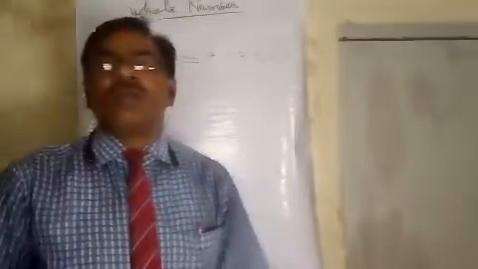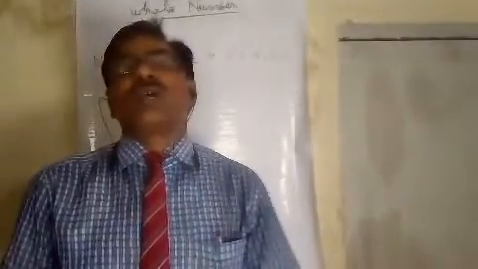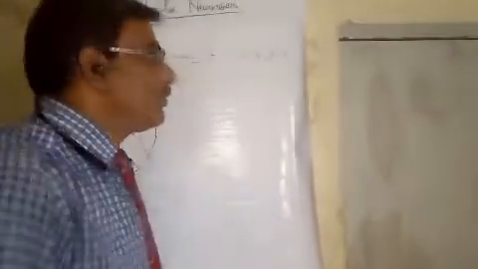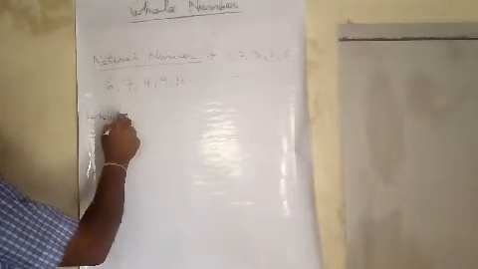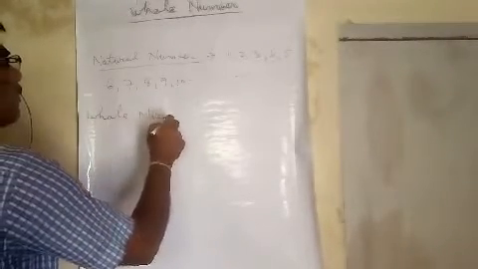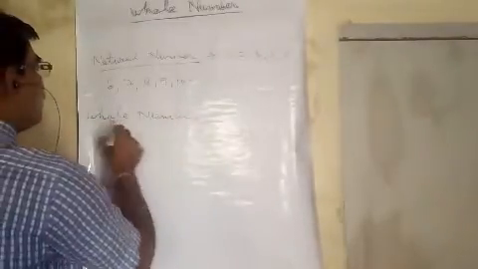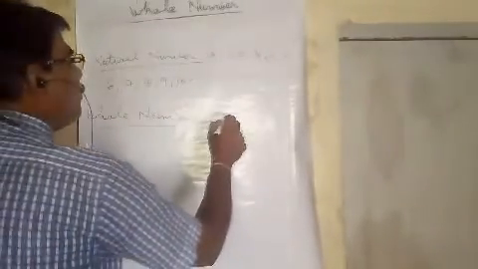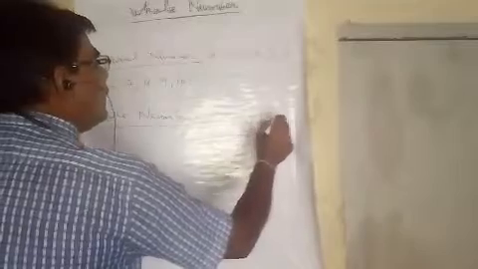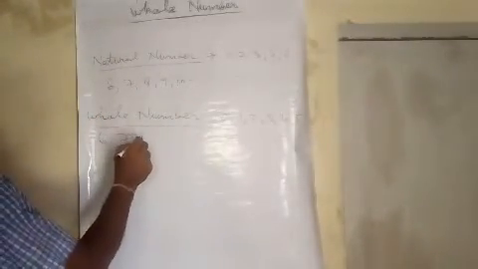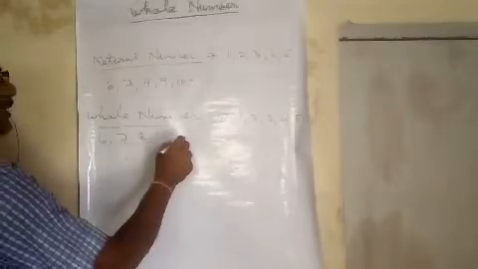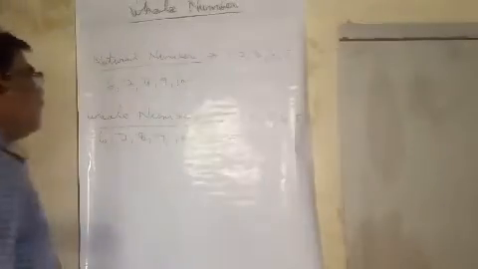But all natural numbers together with zero are called whole numbers. If you include zero in the natural numbers, you get whole numbers: 0, 1, 2, 3, 4, 5, 6, 7, 8, 9, 10 and so on are called whole numbers.